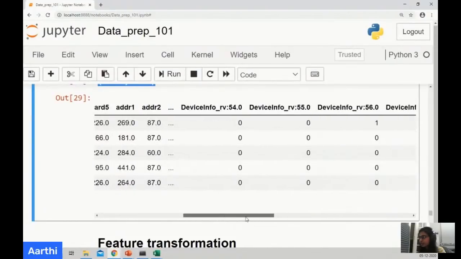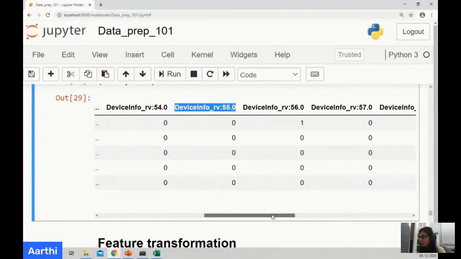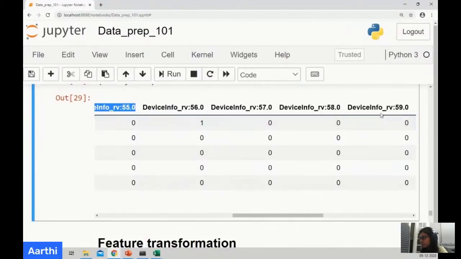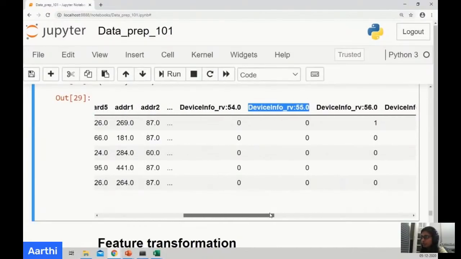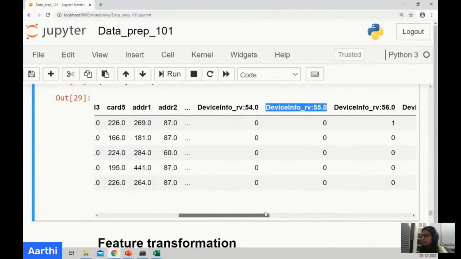If you look at it, it is creating device info underscore RV54, underscore RV55, etc. So this means for each and every unique content in a categorical column, it is creating a column. So if RV56 is 0, others in this device info RV, all of them are 0. So this is what one-hot encoding does for you, converting the categorical variables into numeric variables while also retaining the meaning of the categorical variable.